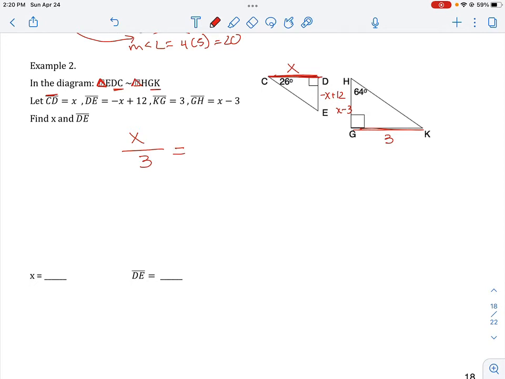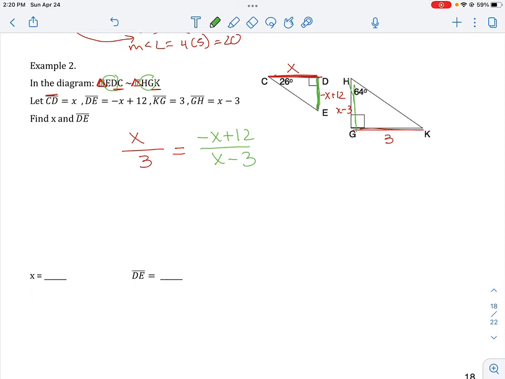Then I'm going to set up another ratio. So let's find another side. The only other side I have in the little triangle is negative x plus 12. So I'm going to put that on the top. And what does DE match up to? On the other triangle, it's HG, which is this side, which is x minus 3. So there's my proportion. How do we solve anything with a fraction equal to a fraction?